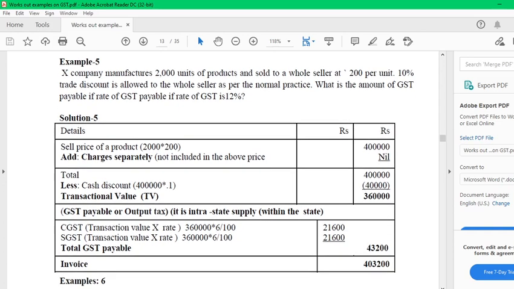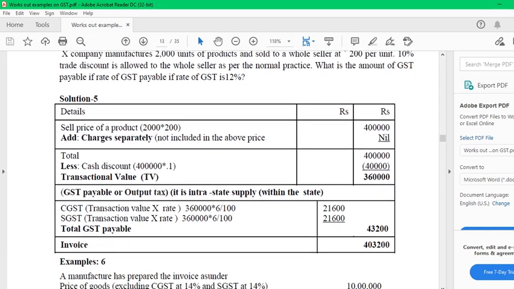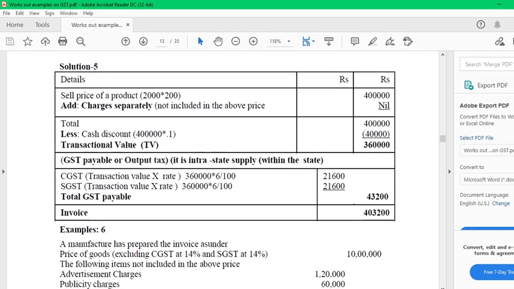200 into 2,000 comes to 4 lakhs. There are no other applicable charges. Therefore, total 4 lakhs. Of course, it is a 10% discount on 4 lakhs, which means 40,000. 3 lakhs 60,000. The goods movement is within the state. Therefore, 12% divided by 2, CGST and SGST 21,600, 21,600 come to 43,200. Total comes to the invoice: 3 lakh 60,000 plus 43,200, 4 lakh 3,200 is the invoice.